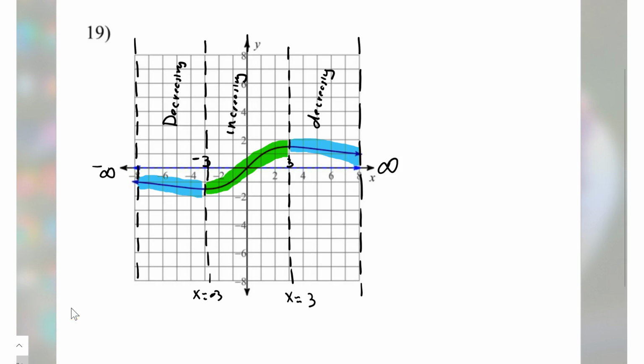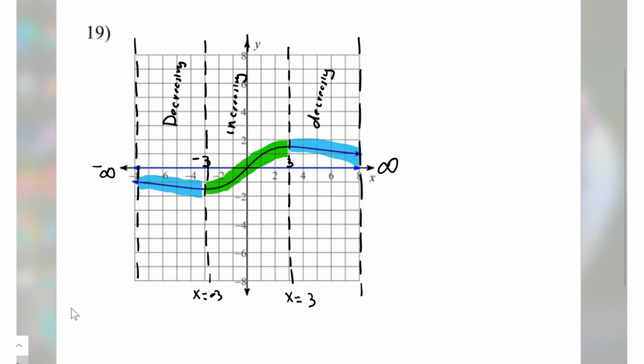For number 19, it says approximate the intervals on which the function is increasing or decreasing. I went ahead and broke this up into regions. Notice on the far left we have negative infinity, on the far right we have positive infinity, and in between negative infinity and negative 3 it's decreasing. You see that blue? Then it transitions at negative 3, and it starts increasing all the way up to 3, and this point, which is 1.2, I think, you estimate. And then it starts decreasing again.